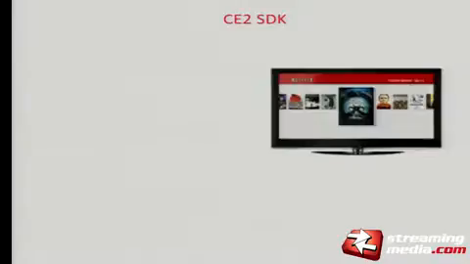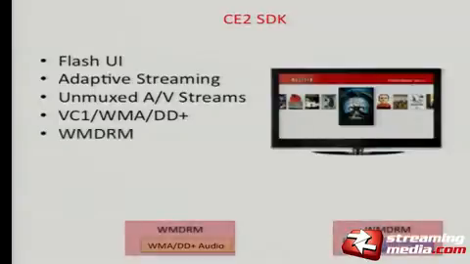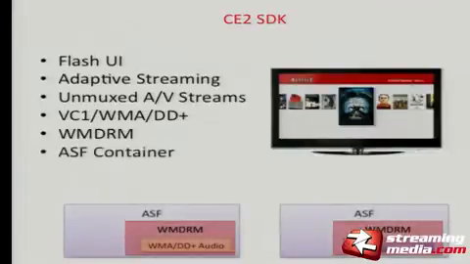After Silverlight, we implemented the CE2 SDK, which was on a lot more Blu-ray devices, but also started showing up in connected TVs. It had a Flash UI, had adaptive streaming following the Silverlight model, unmuxed AV streams. Again, we're using VC1, Windows Media Audio, but we added DD Plus for multi-channel, which was necessary in the living room. In this case, we're using WMDRM versus PlayReady, versus Silverlight that was using PlayReady. And we have an ASF container.